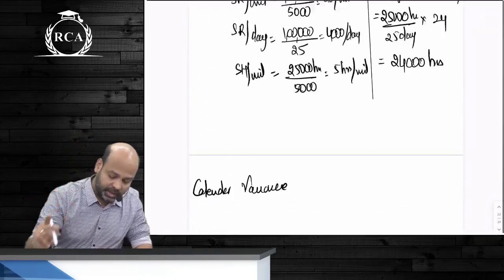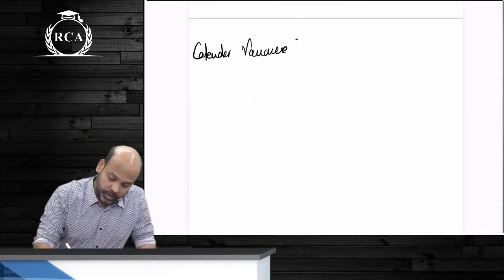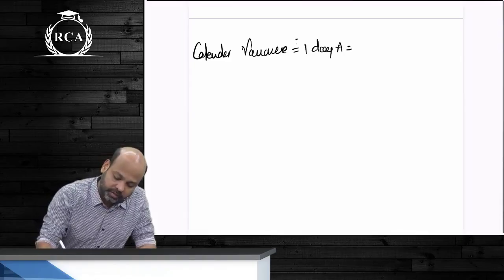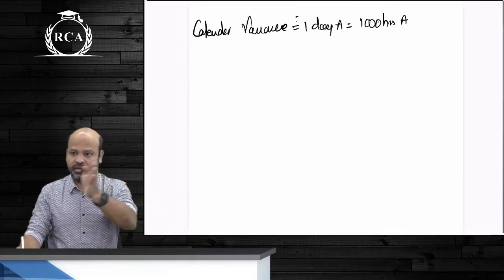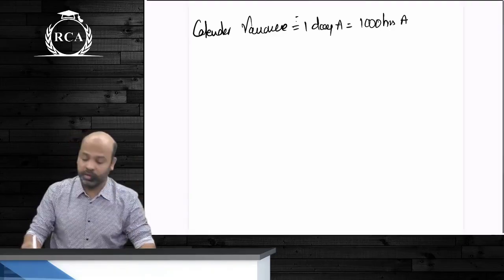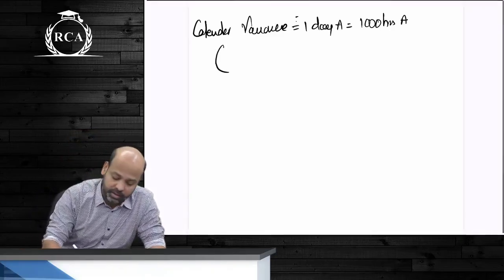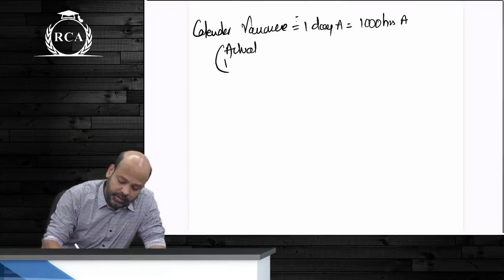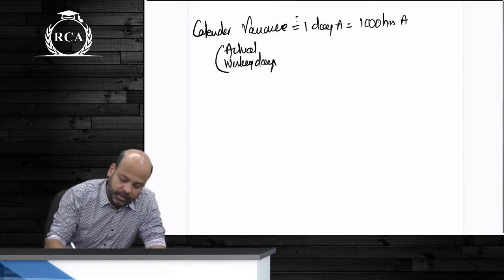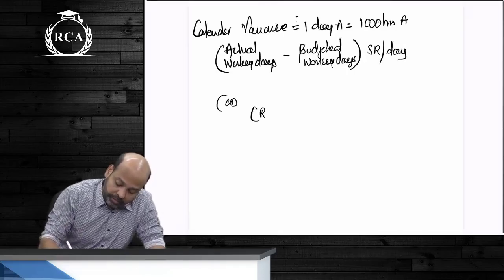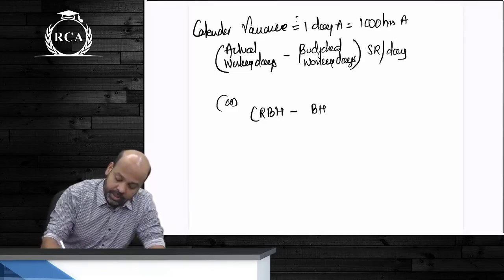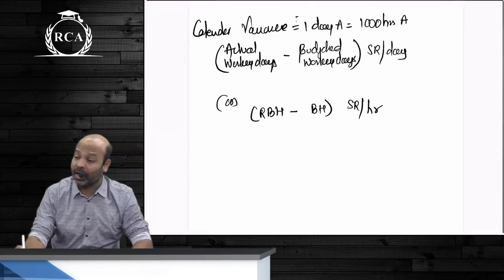Because of 1 day, how many hours did we lose? It is 1 day adverse or it is 1,000 hours adverse. 25,000 hours directly came down to 24,000 hours. The formula for calendar variance, guys, is actual working days minus budgeted working days. Because I'm taking difference in days, what should I multiply by? Standard rate per day. Or revised budgeted hours minus budgeted hours into standard rate per hour.